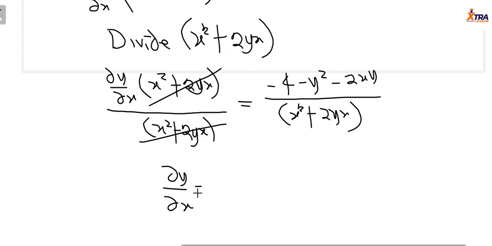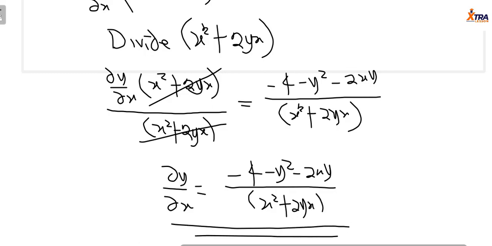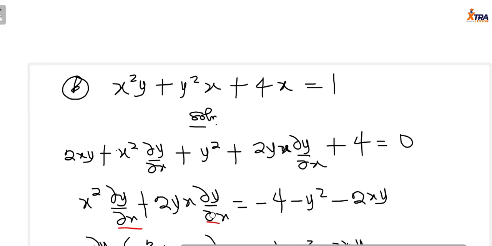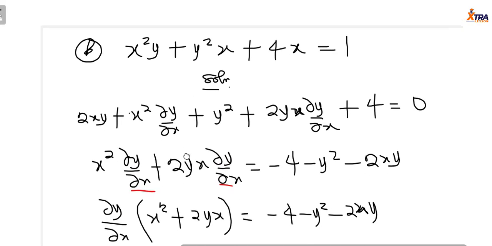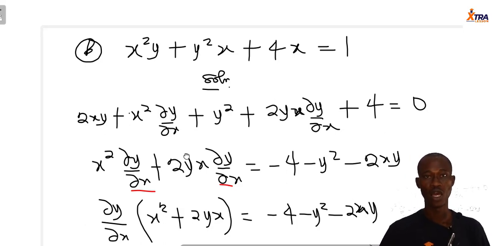I have my dy over dx equals minus 4 minus y squared minus 2xy over x squared plus 2yx. So that is the derivative of the implicit function x squared y plus y squared x plus 4x equals 1. So thanks for watching this video. In the next class we'll be solving another question on implicit functions. See you.